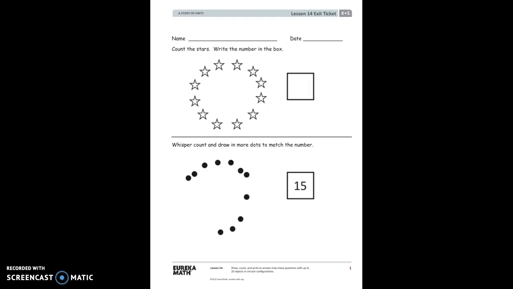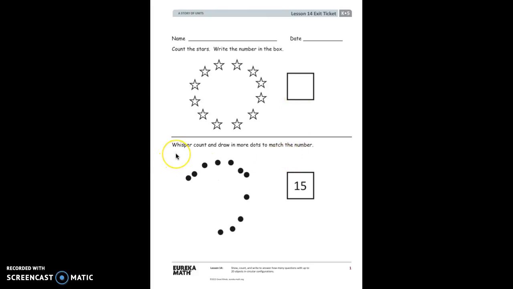Here we go. The first thing you're going to do is decide which strategy you're going to use for counting a circular array. So choose which strategy. Are you going to draw a line? Are you going to use the paper clip? Are you going to color one or put your finger on one? Okay, so once you've made your decision, you're going to count the stars and then write the number right here.